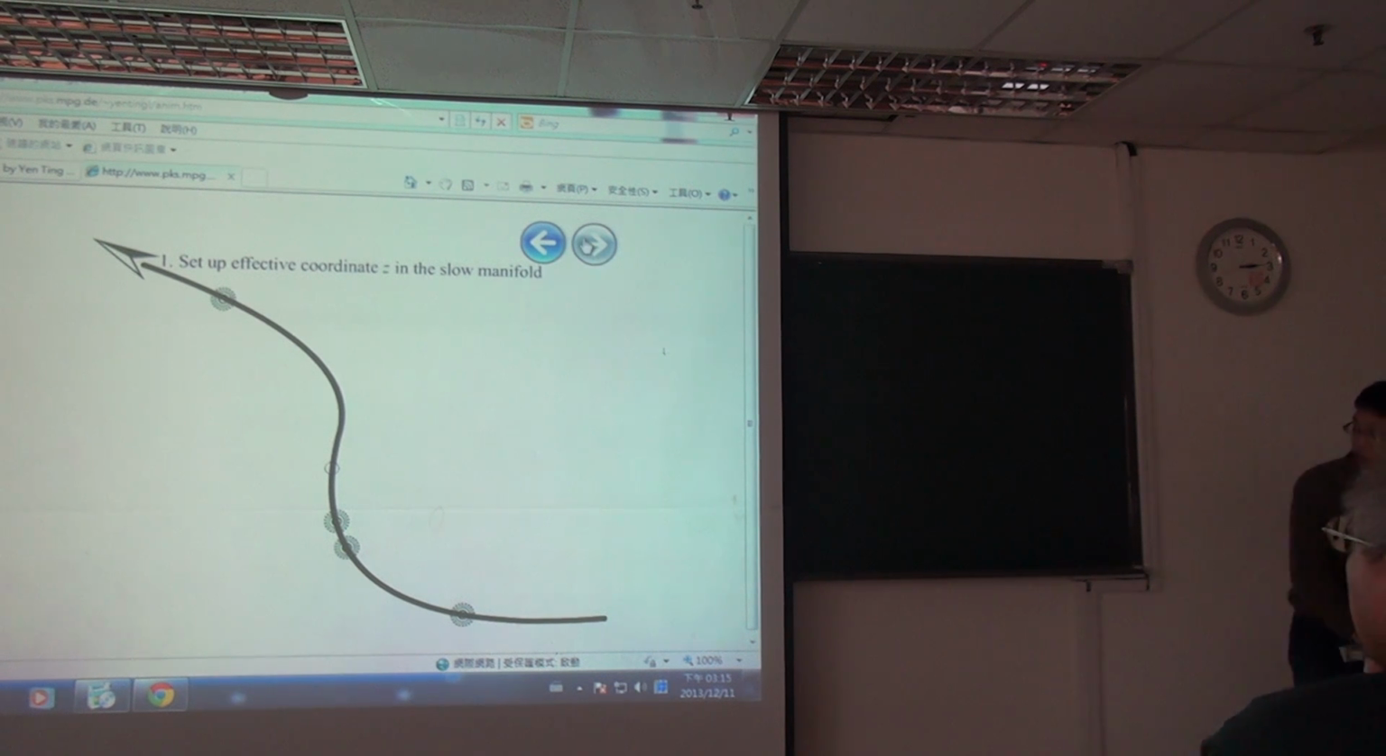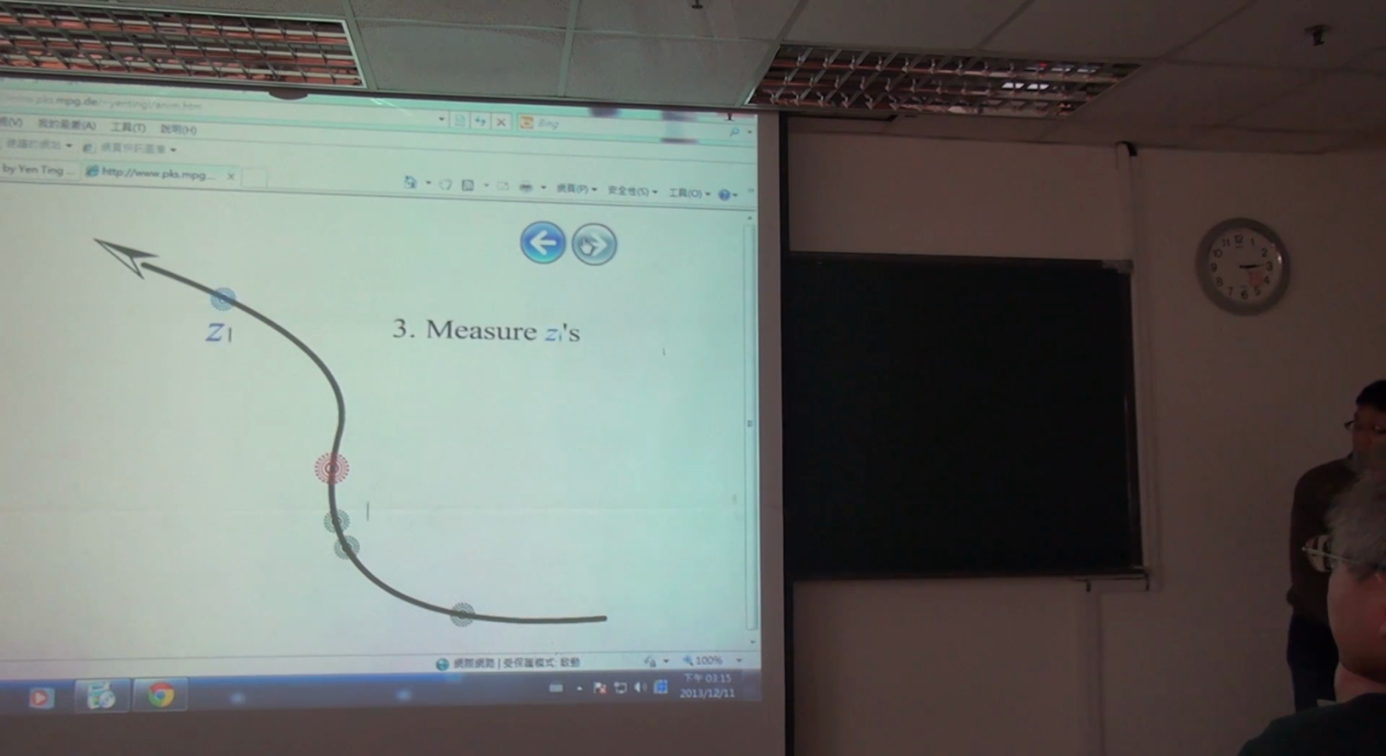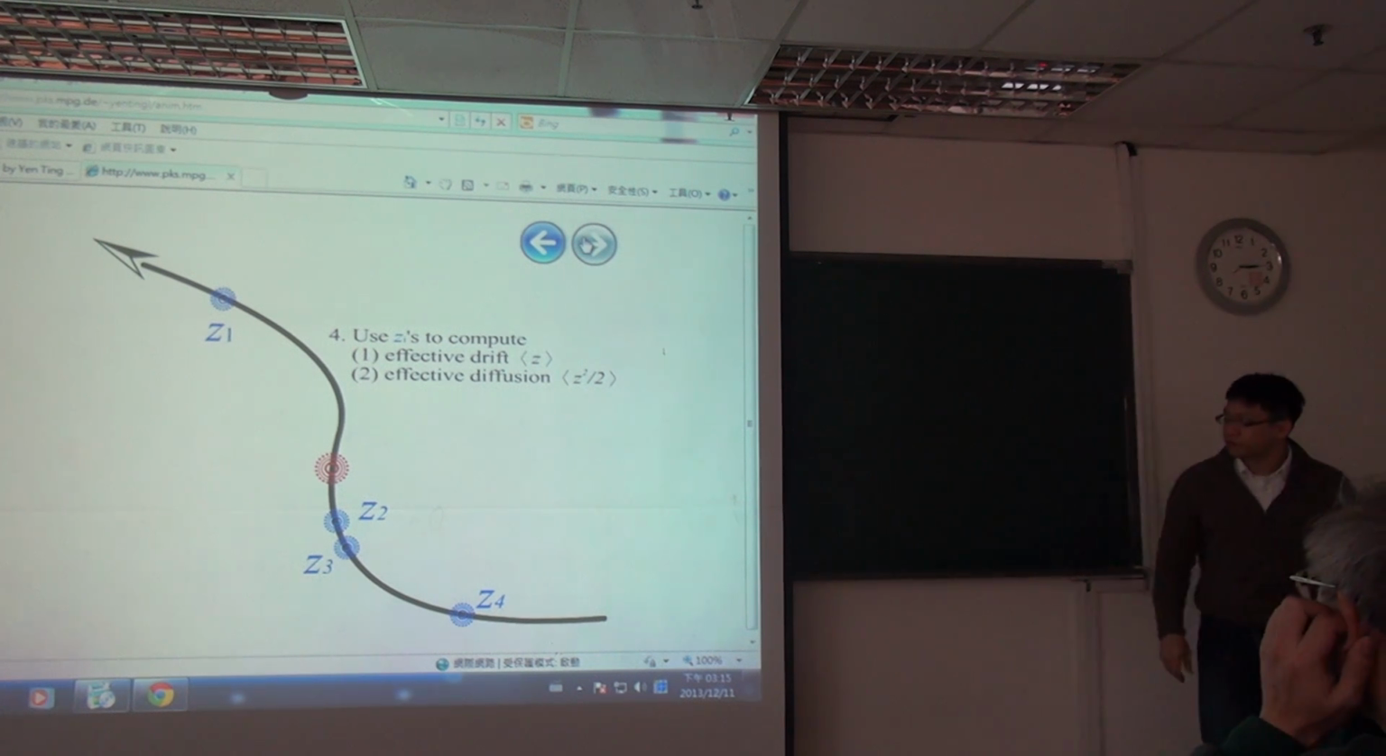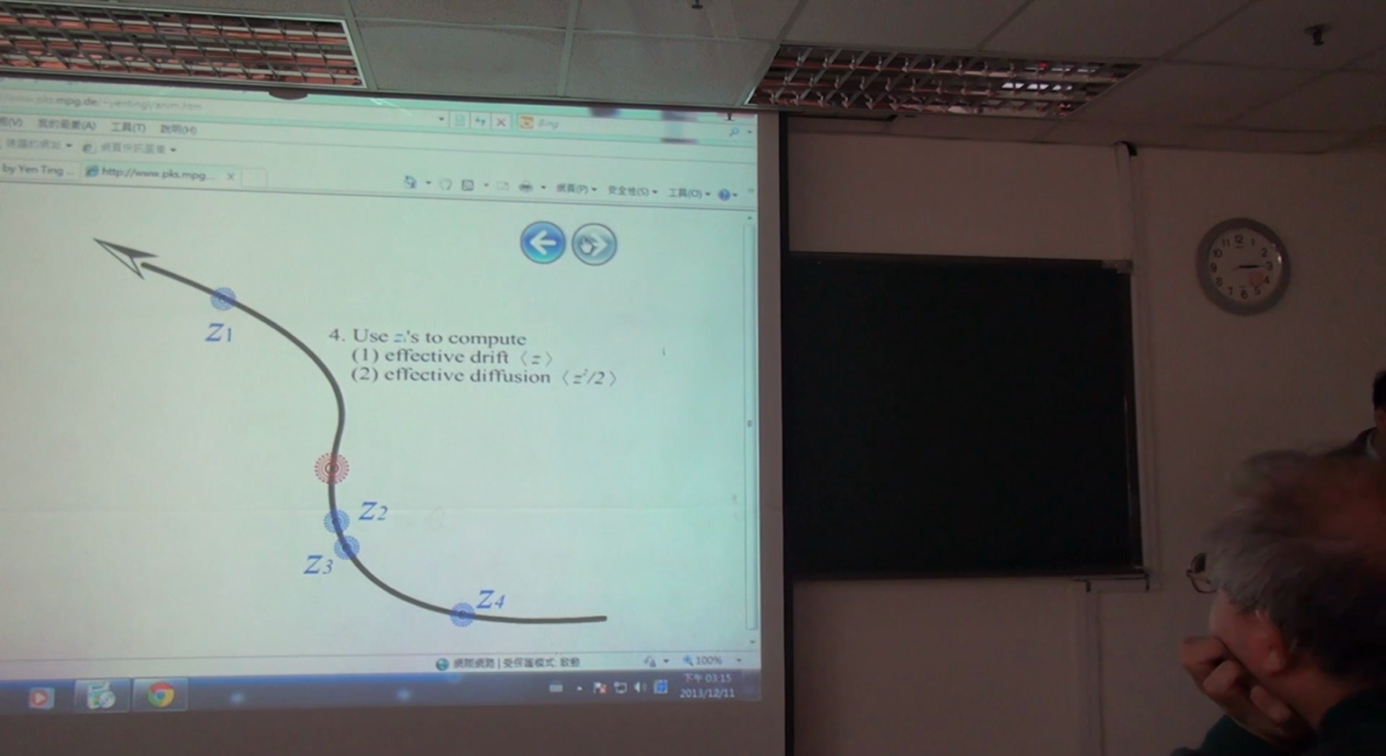And then we set up an effective coordinate z here. That is initially where the red dot is. It's right here. And we set here as z equal to 0. And then you measure all the z's of these dots. And then you measure the effective drift, averaging all these z1, z2, z3, z4 to z whatever. Actually, in this system, there are 64 different z's. And then as well as the effective diffusion constant. And then you can write down that one-dimensional effective stochastic process on this slow manifold.